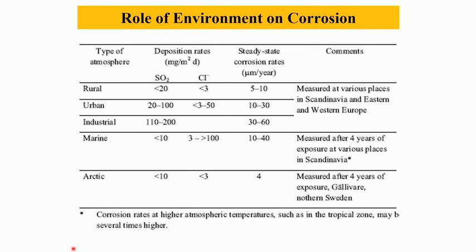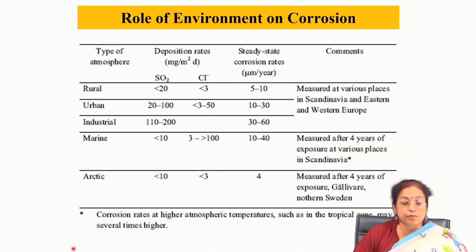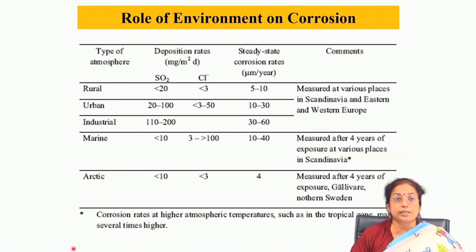So, this is a case where it also depends on the environment to a large extent. This is the effect of environment on the corrosion behavior of steel. Whenever the atmosphere contains sulfur dioxide or chloride, the corrosion rate changes. This is the case for steel in rural, urban, industrial, marine or arctic environments. You will find that depending on the environment the corrosion rate varies, and in the industrial environment the corrosion rate is maximum.